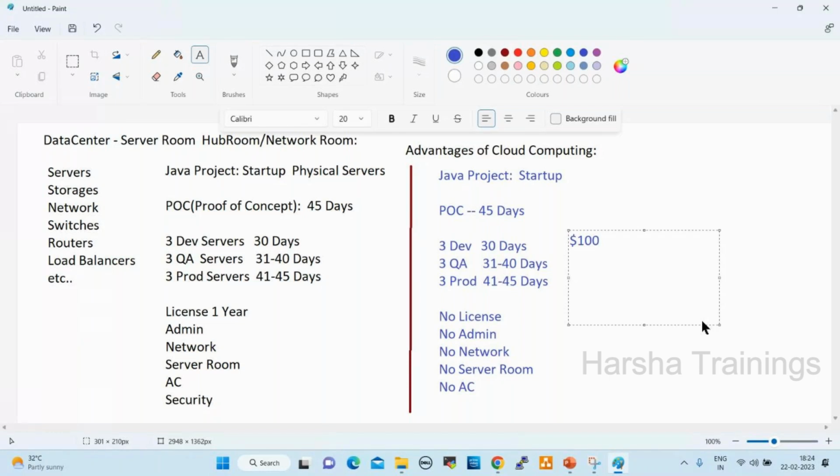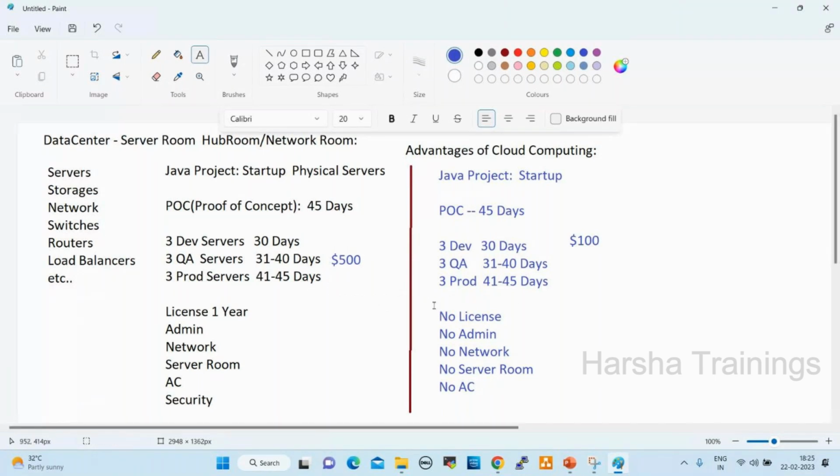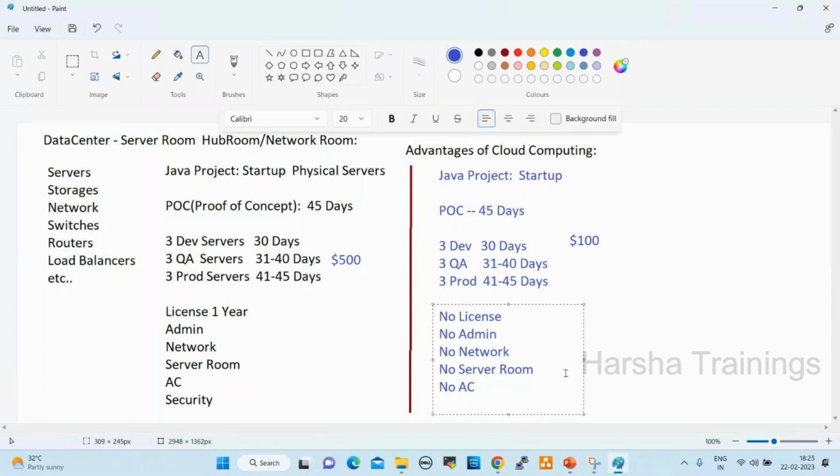But in a physical environment, $500 will be wasted here because we need to procure the servers, procure the licensing, and recruit the admin. We need to configure the servers, network, server room, AC, everything physically. But in cloud infrastructure, we don't require all these things. We can connect from our laptop to the cloud and use the resources. For whatever servers we use, only for those servers we get the bill. For however many hours you use, only for those hours we get the bill.